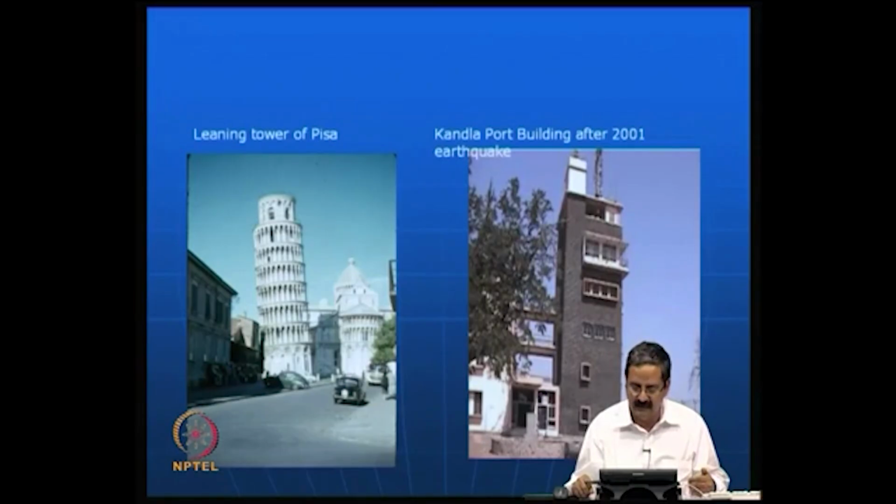Here is another example, Kandla Port's building after the 2001 earthquake. This is another classic example. This is also inclined. This is inclined because the soil below it is essentially a sandy soil, and sandy soils have the tendency to get liquefied due to the occurrence of earthquakes. What happens is that earthquakes are an impact loading such that there is no time for dissipation of pore pressures. So, the soil strength beneath the foundation momentarily comes down with the result that there is a tilt.